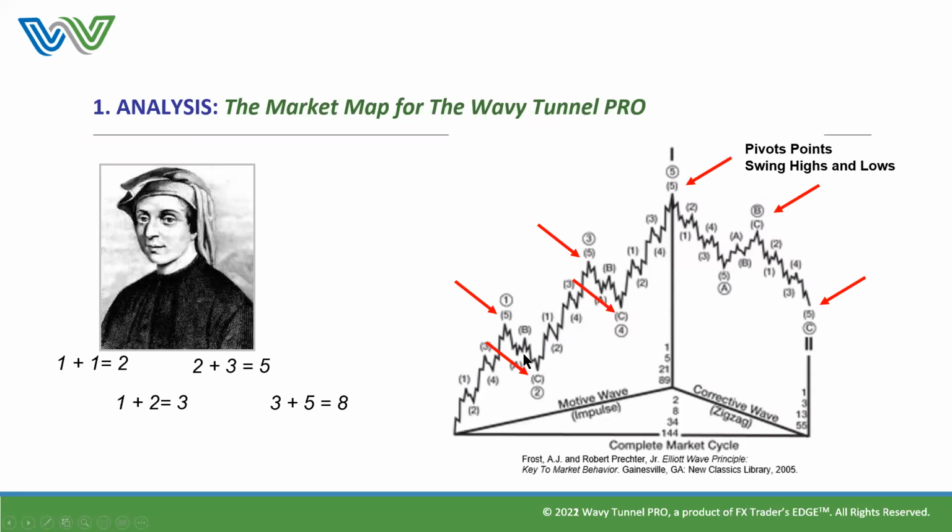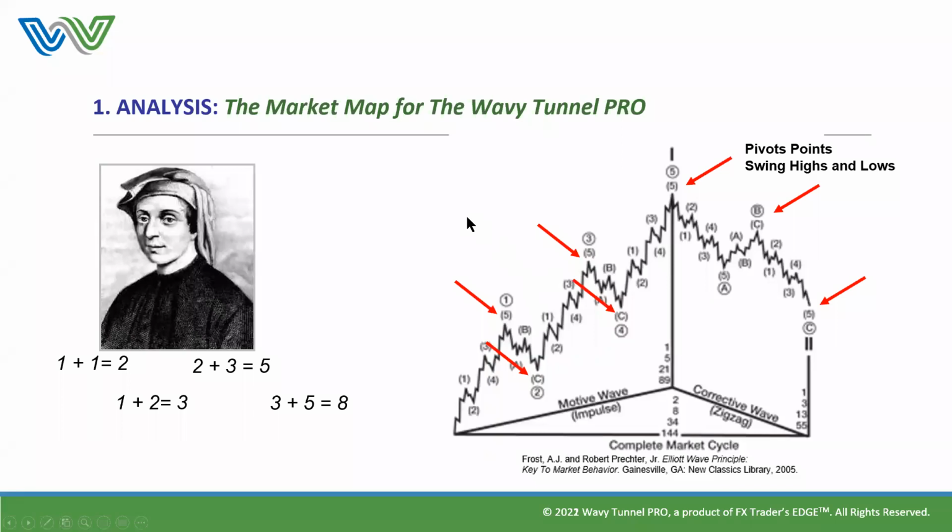And when you count the waves, this is called waveform. These are the numbers of waves that you're counting, all from the Fibonacci sequence. The corrective waves, 1, 3, 13, and 55, depending on how many waves within the waves you're counting. These are the Fibonacci sequence numbers. And then you add them up and you get other numbers from the Fibonacci sequence. So this is the complete market cycle.